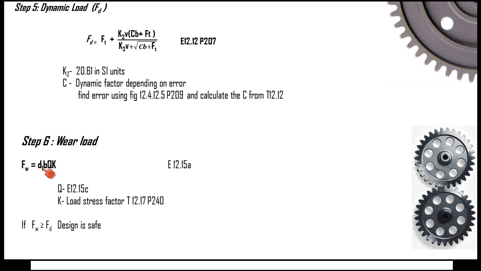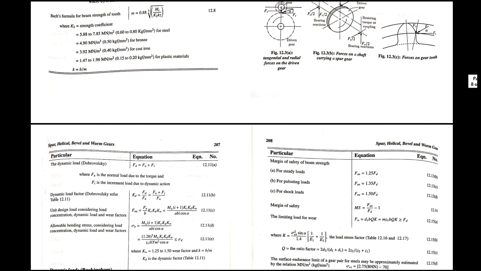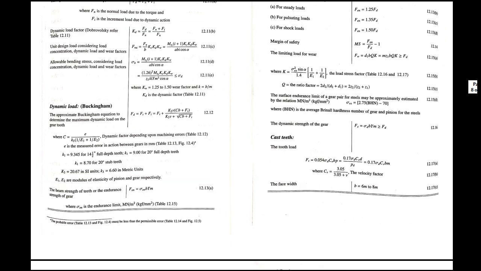So D1 is known, B the face width we know. The next things are Q and K. Q can be obtained from the equation 2d2 by d2 plus d1, or 2z2 divided by z2 plus z1. So Q is a ratio factor which can be obtained directly, because we have already calculated d2, d1 or z2, z1. So Q is readily available.